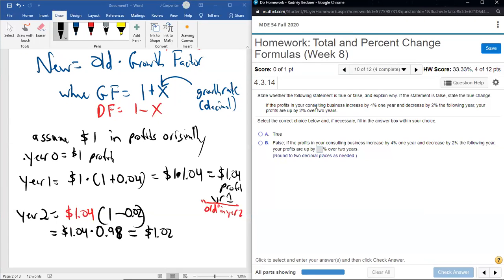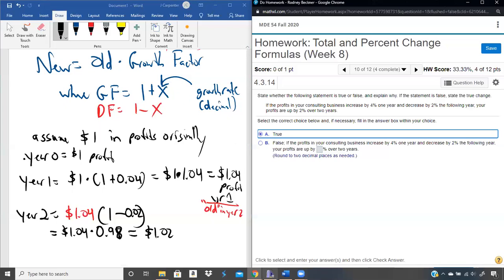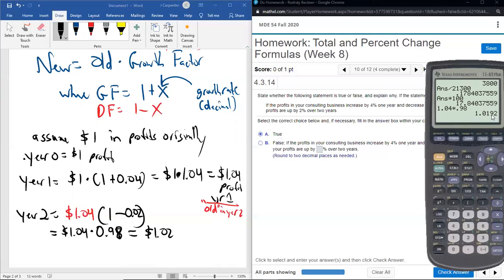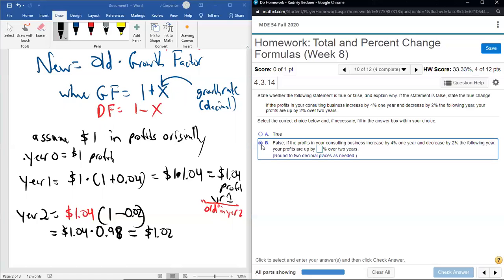So if the profits in your consulting business increased by 4% 1 year and decreased by 2% the following year, your profits are up by 2% over 2 years. Now you might say true, because this is a 0.02, but here's the facts. We rounded that. It was 1.0192. This is not technically 1.02. We had to round. This is less than that. So it is not true that we just have 2% gain. We have a little bit less than 2%.